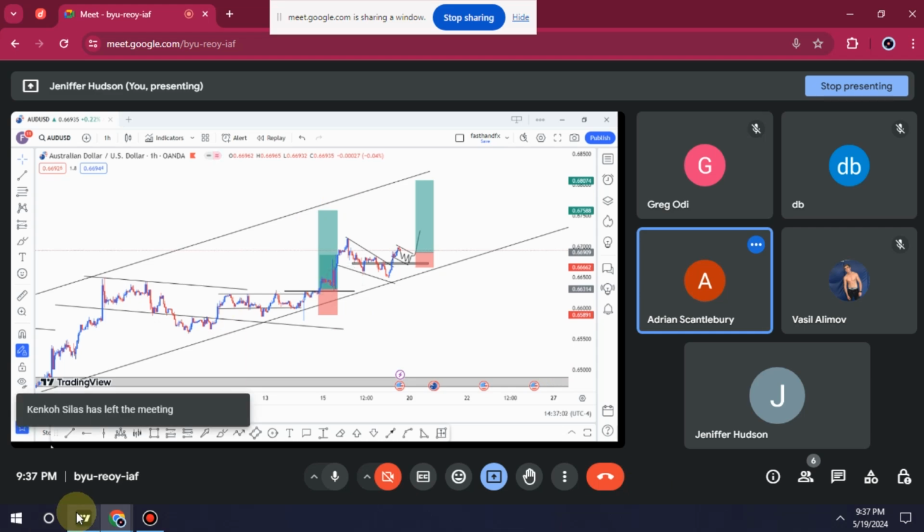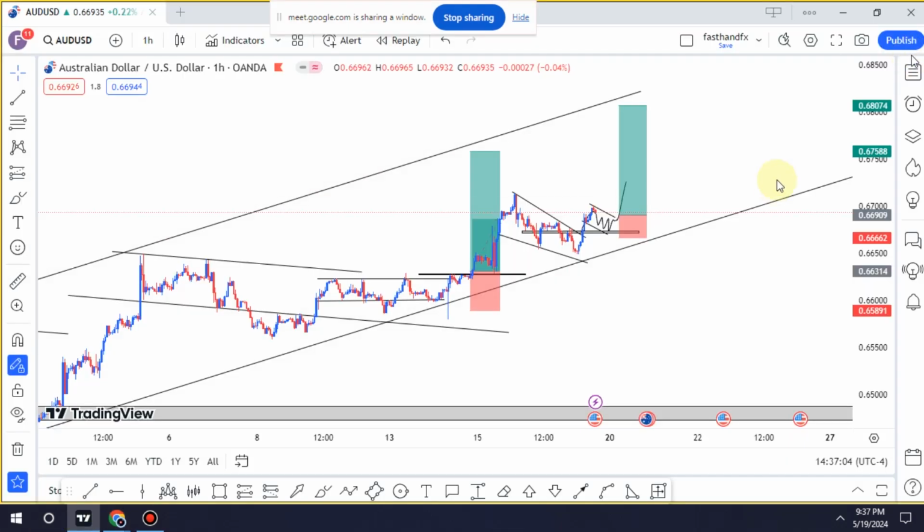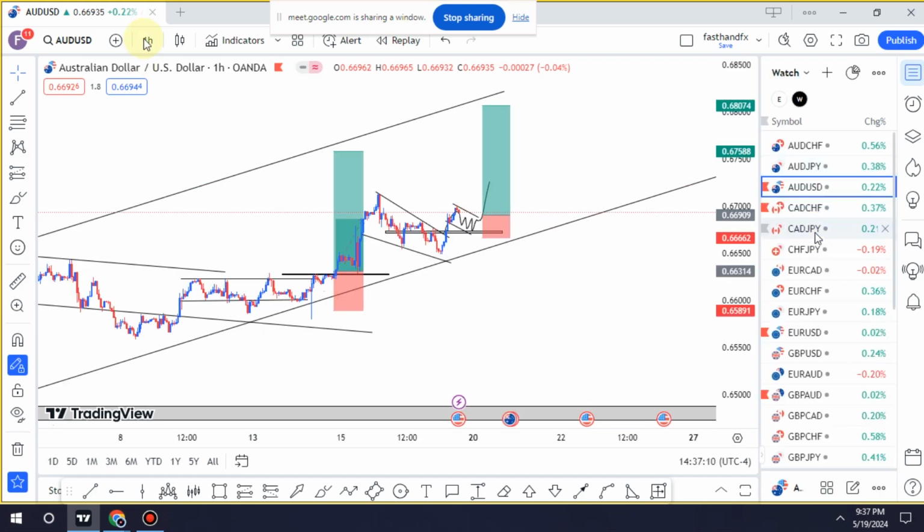Let's see, let's try to see if we can get a bearish market.